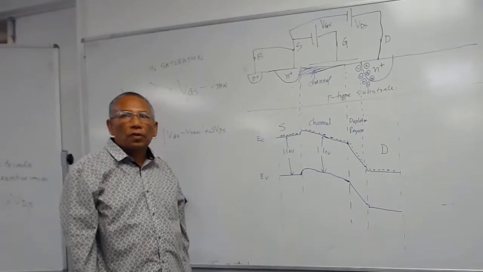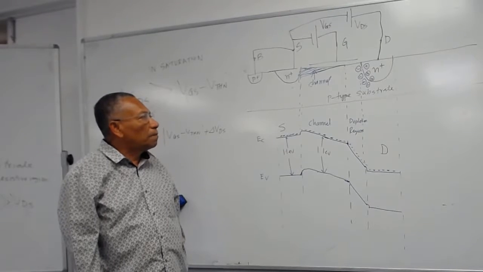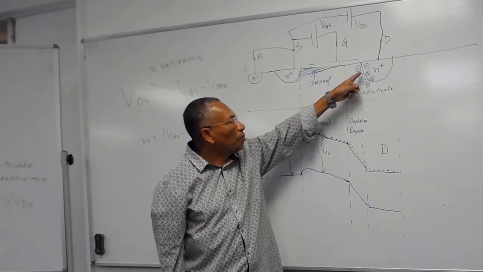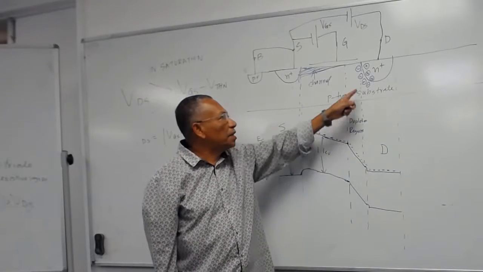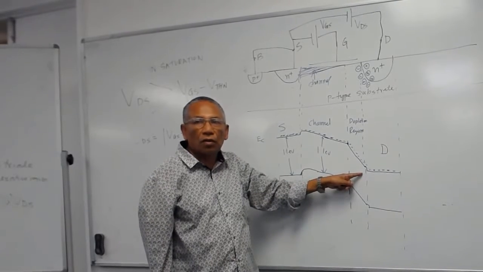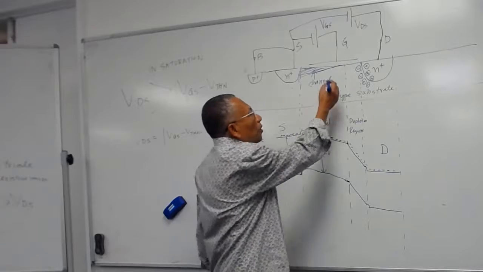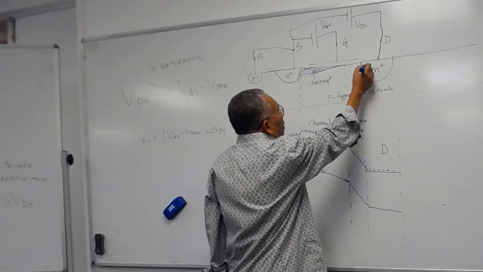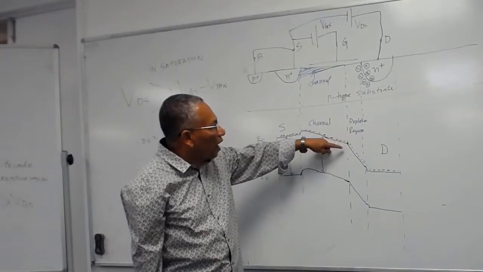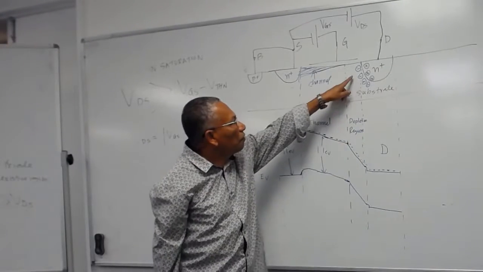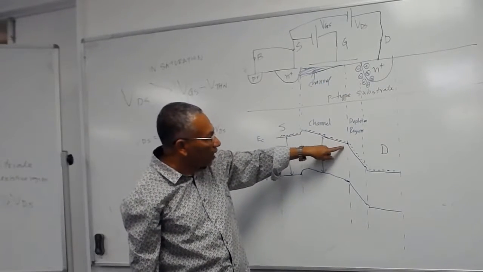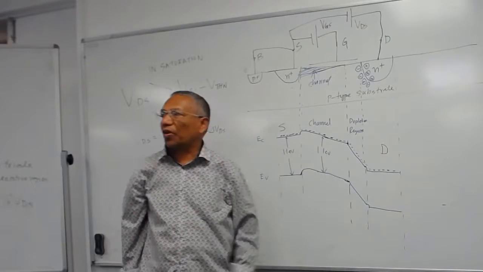So that means there is a potential higher here compared to here. This is negative charge and positive. So here the potential is higher, there the potential is lower. When the electrons come here, they are attracted by the positive charge, so they cross over to that side. Electrons find a slope due to this depletion region, slide down it and go into the drain.